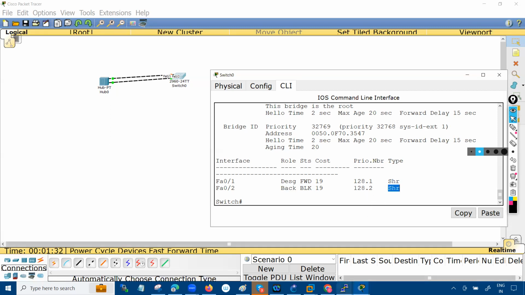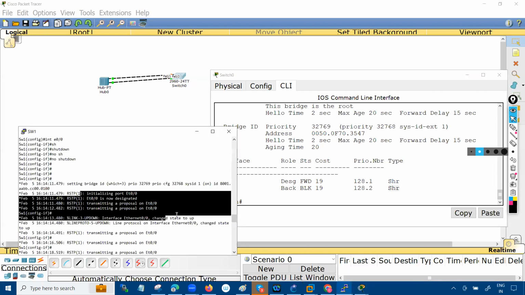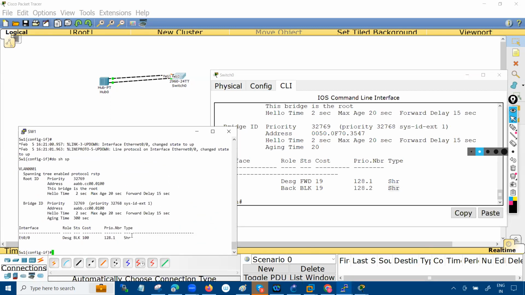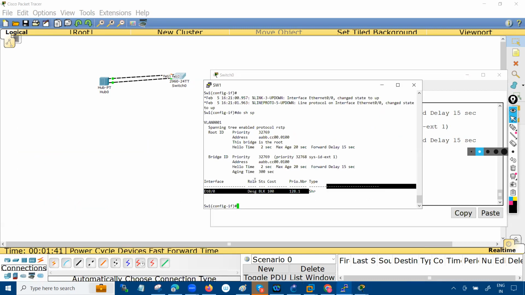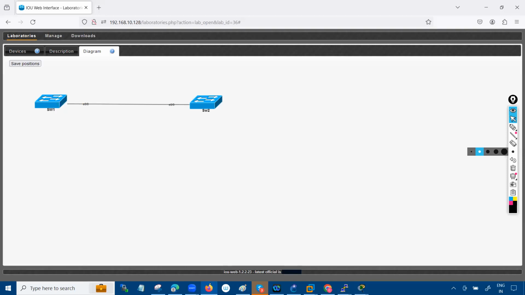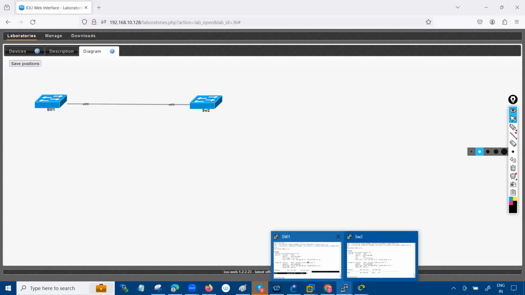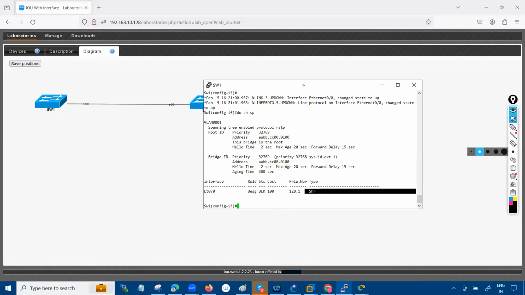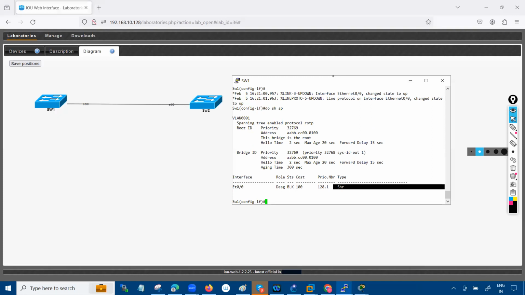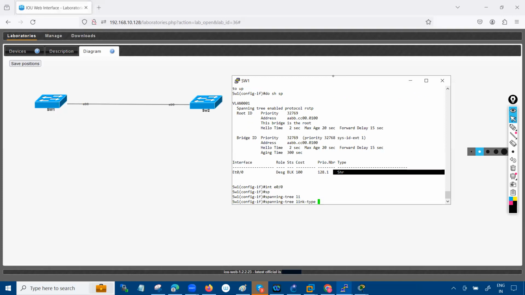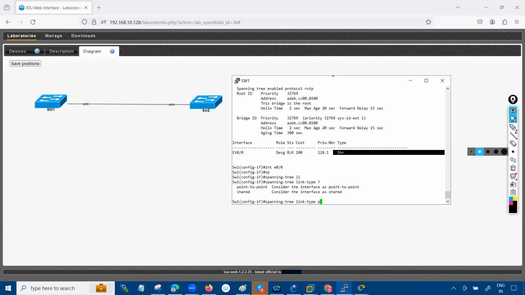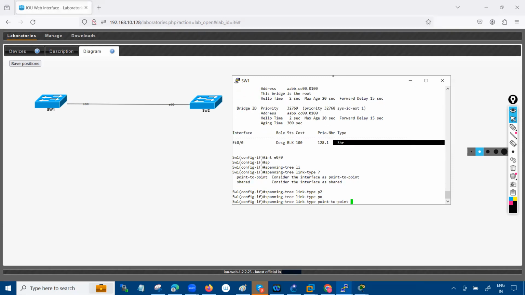So maybe you have a question: I can see the shared link over here as well. If you see, you can also see the shared link over there, right? That's a bug, but still, this is full duplex. This is the problem with the web IOU. What you can do is simply, under interface 0/0, set the spanning tree link type. I can see the point-to-point option, so you have a link type shared. I'll make this one point-to-point.